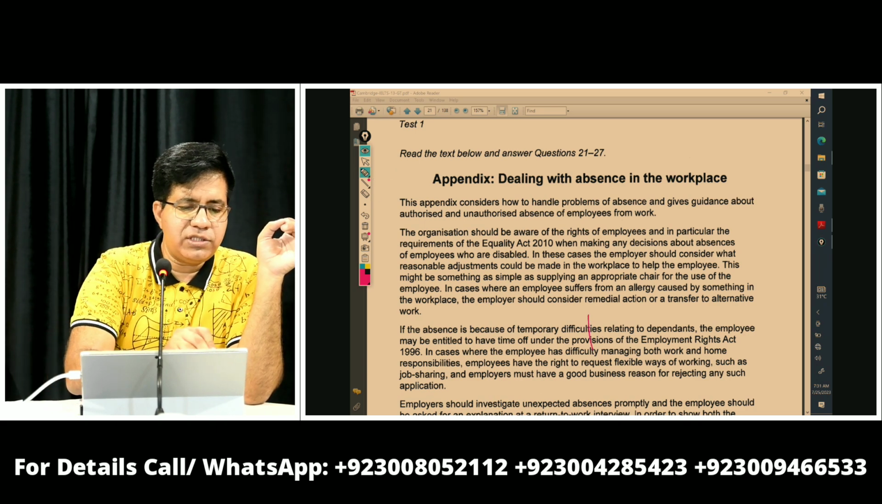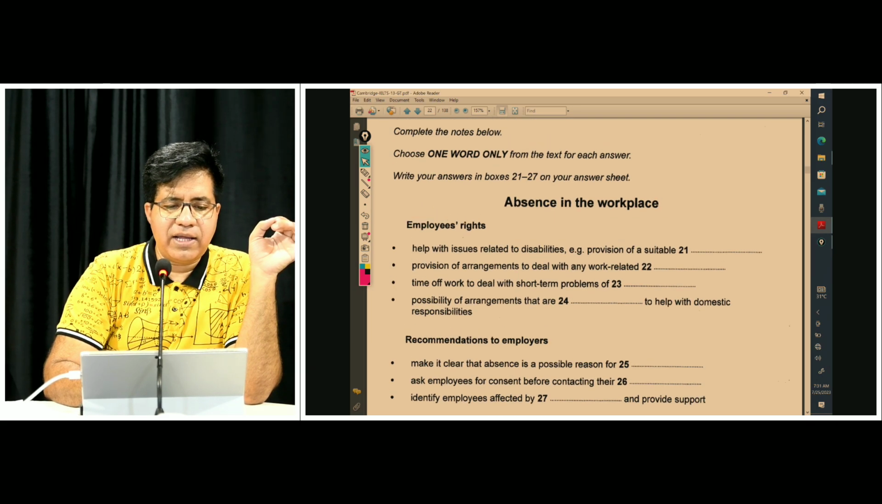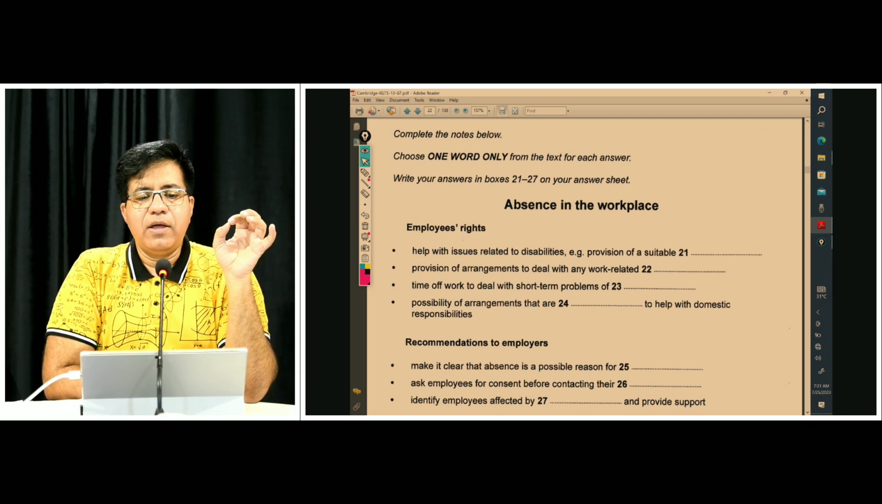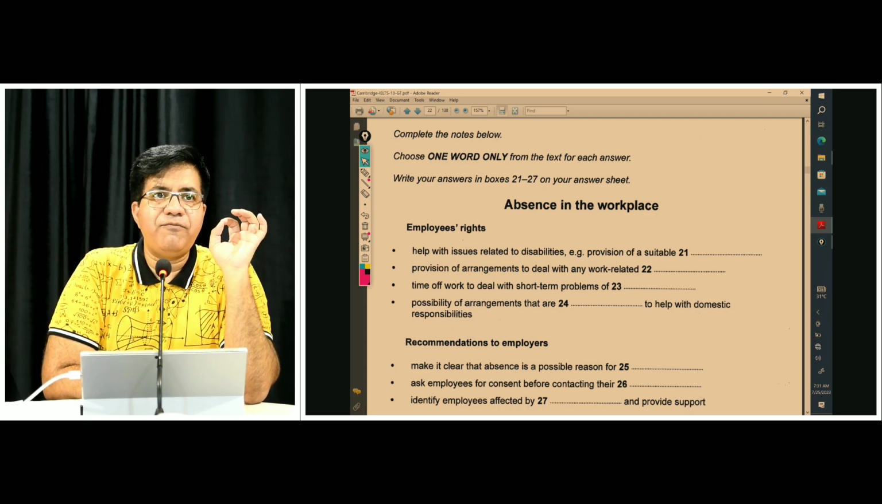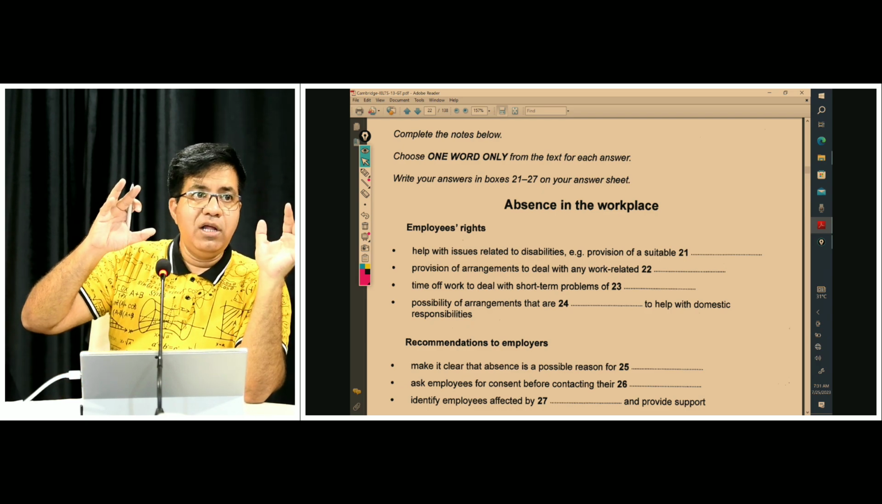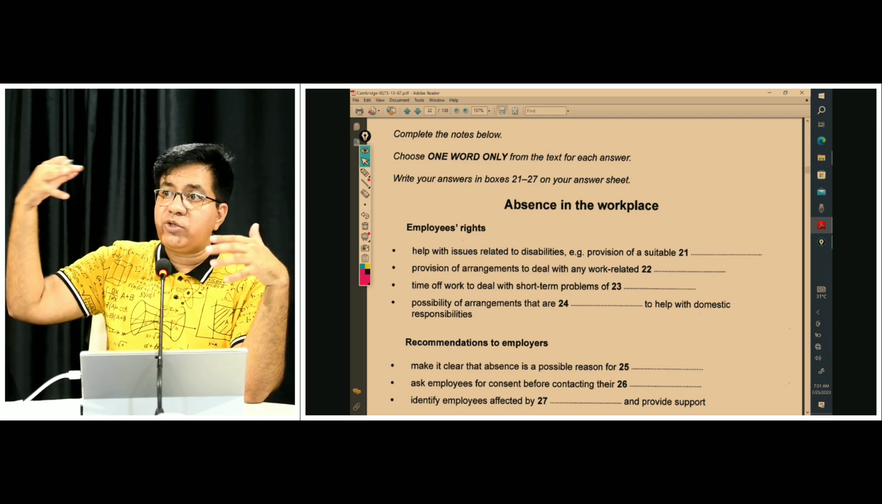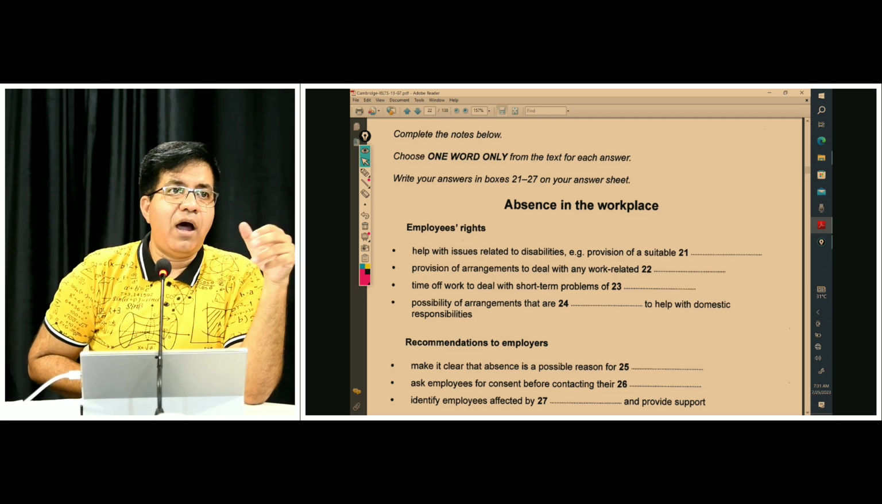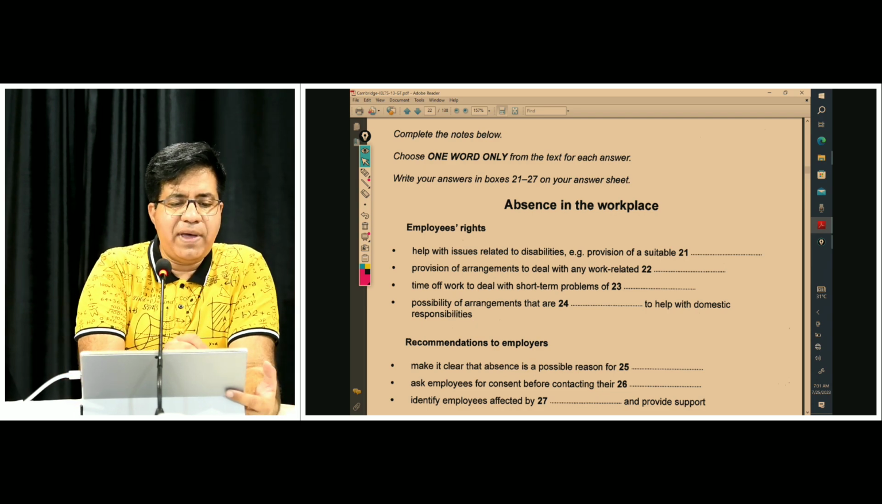We go to the questions. All right. Questions are again one word only. Complete the notes below. Choose one word only. And whenever you get one word only, no more than 2 words in any section, you must start from there. Even if they are the last questions, you need to start from there because they are easy to manage. True, false, not given, and one word only, they are easy to manage.